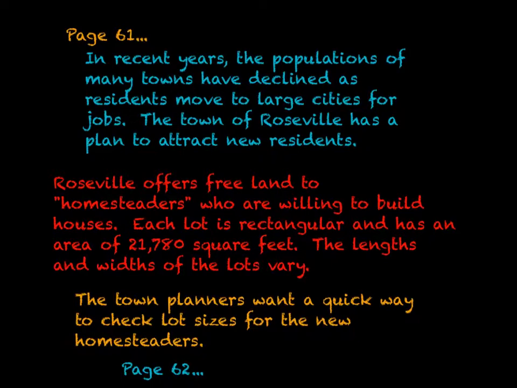Each lot is rectangular. Pay attention to that. We're not having any triangle-shaped lots or circle-shaped lots. They're all rectangular and have an area of 21,780 square feet. The lengths and widths of the lots may vary. So that means we could have lots that are closer to a square shape, or we could have lots that are super long and skinny. Pay attention as you create the answers to this problem, and what that means for those lot shapes. The town planners want a quick way to check lot sizes for the new homesteaders.